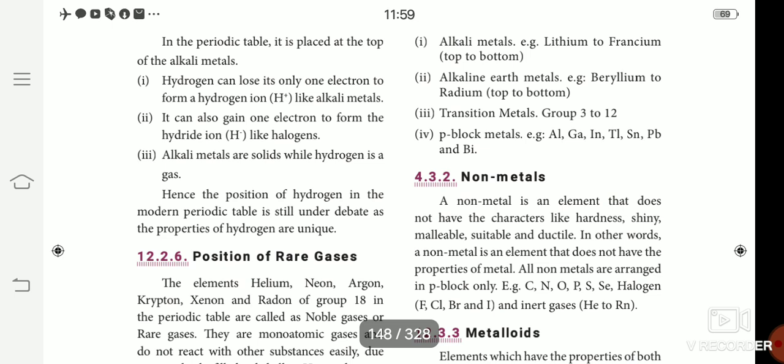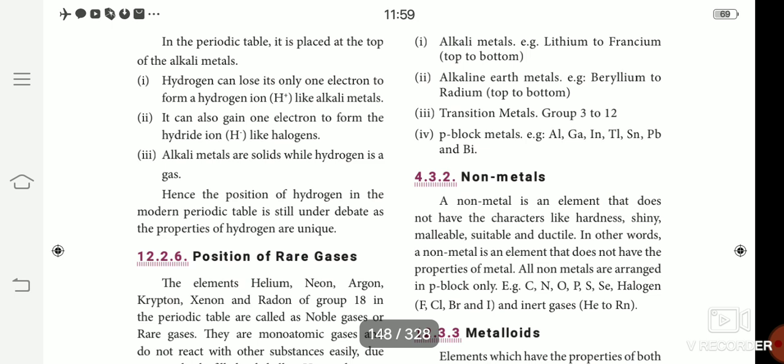Separated to identify the metals and non-metals. All non-metals are arranged in the p block only. Check your periodic table column. For example, the non-metals are carbon, nitrogen, oxygen, phosphorus, sulfur and selenium, and the halogens group.